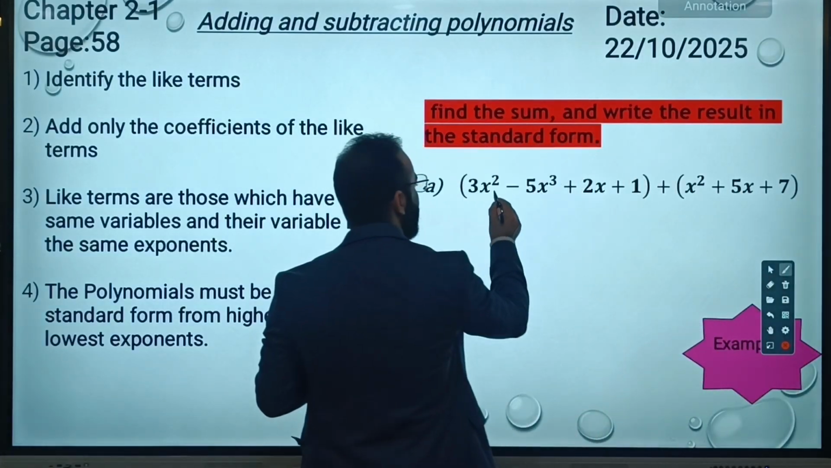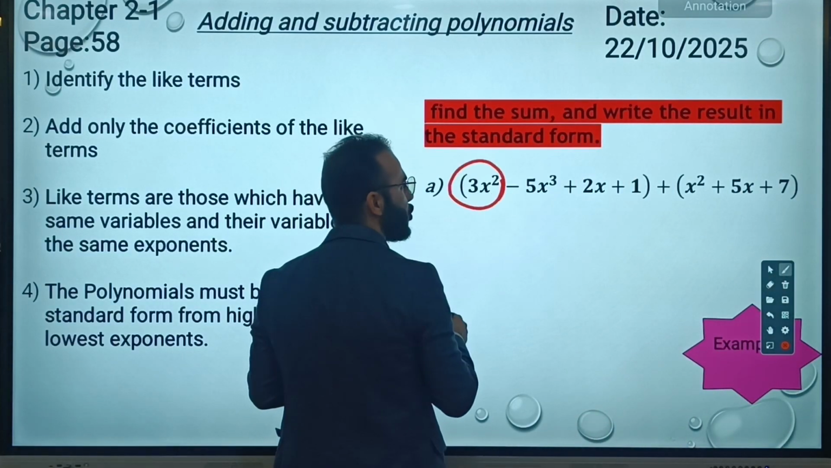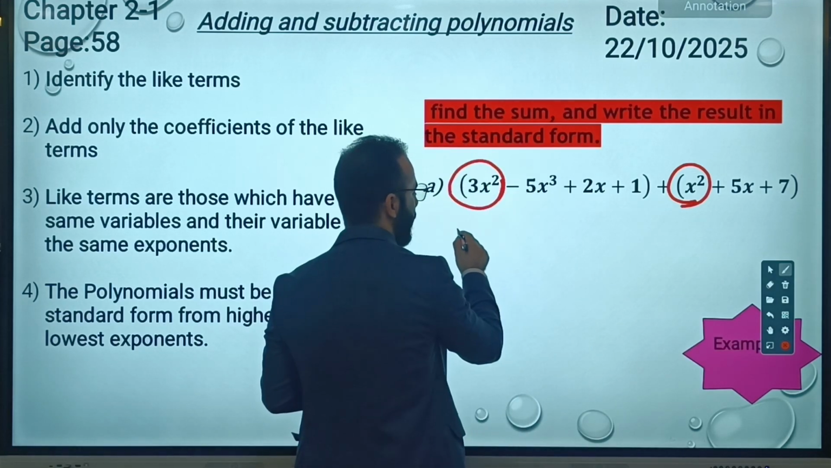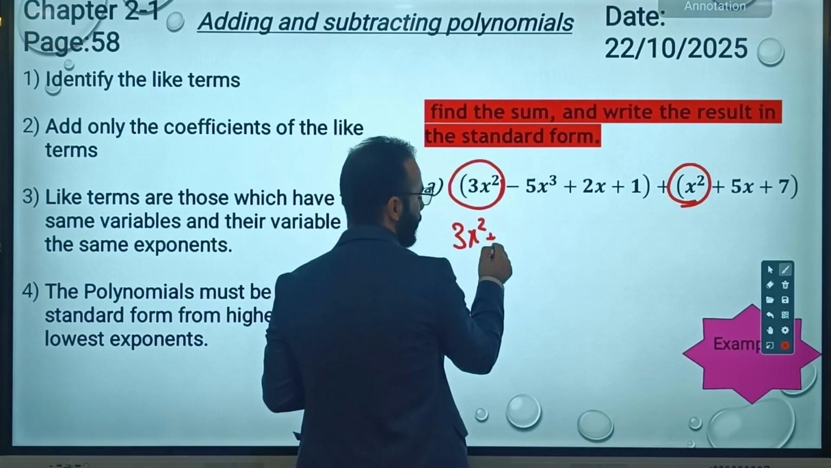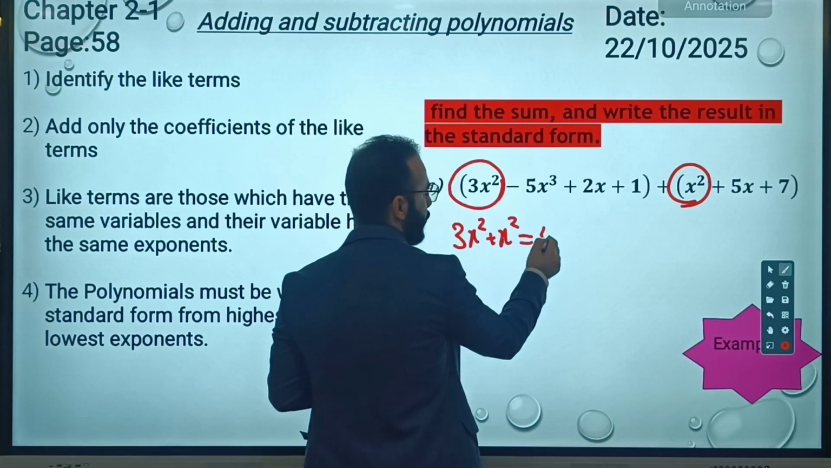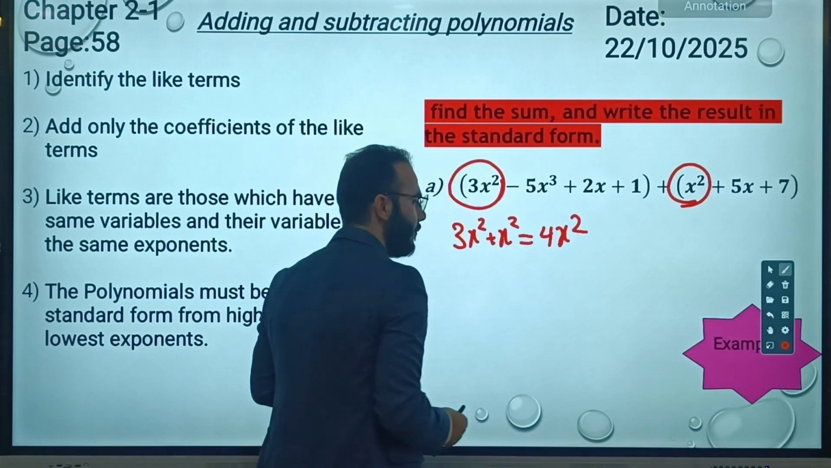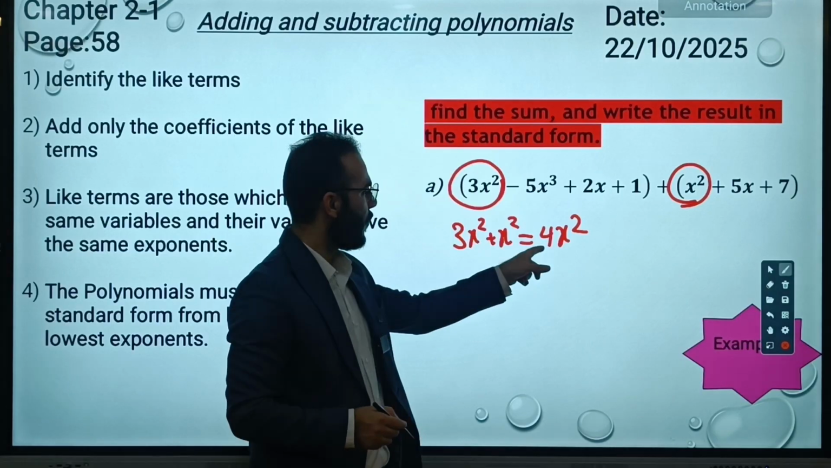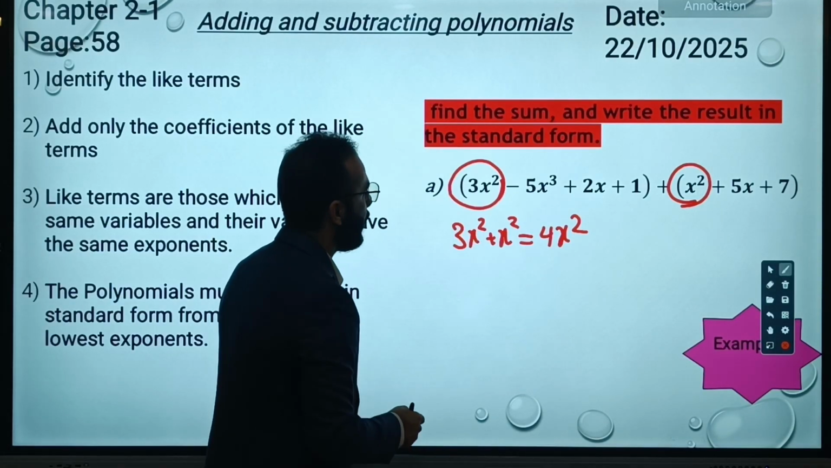Okay. Do we have any like term for x squared? Yes, we do. So 3x squared plus 1x squared is equal to 4x squared, because the coefficient of this one is 1. So add only the coefficients, 1 plus 3, 4. Don't change the variable or the exponent.